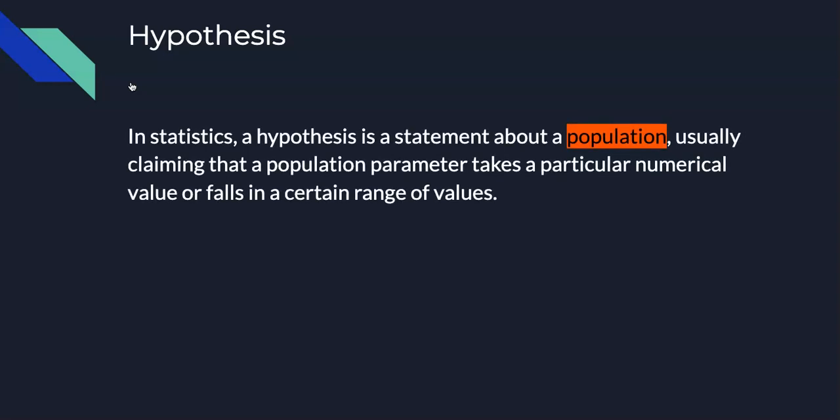I call it differently. But what do we mean by hypothesis? In statistics, a hypothesis is a statement about a population, usually claiming that a population parameter takes a particular numerical value or falls in a certain range of values. We're going to have a different hypothesis when it takes a particular single value versus when it takes a range of values. We're going to look at two different types of hypothesis, but they're talking about a population parameter.